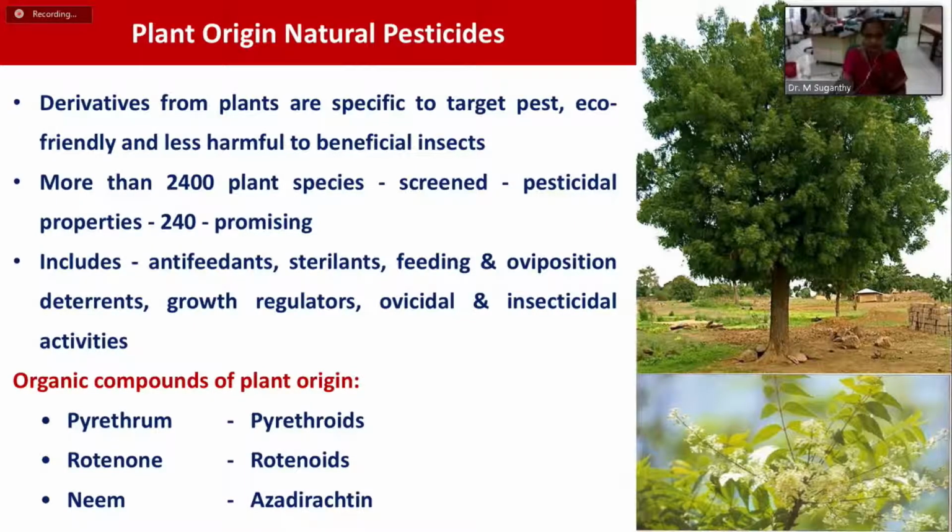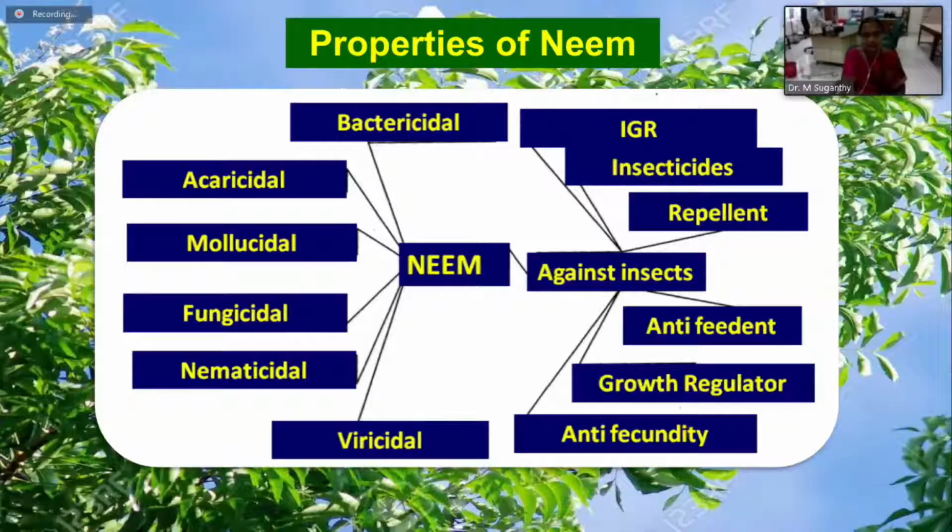Among the plant origin compounds, the very important one is neem. Neem is not only effective against insects, but also against bacteria, mites, mollusks, fungi, and nematodes, and it is even used for the management of viral diseases. Though neem has several bioactive compounds, azadirachtin is considered the important one responsible for the pesticidal property.